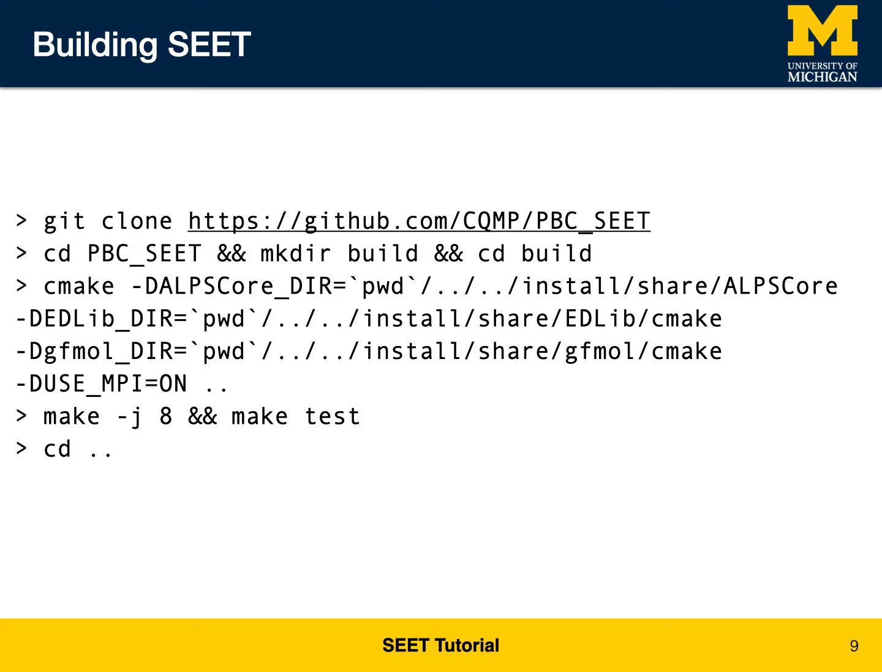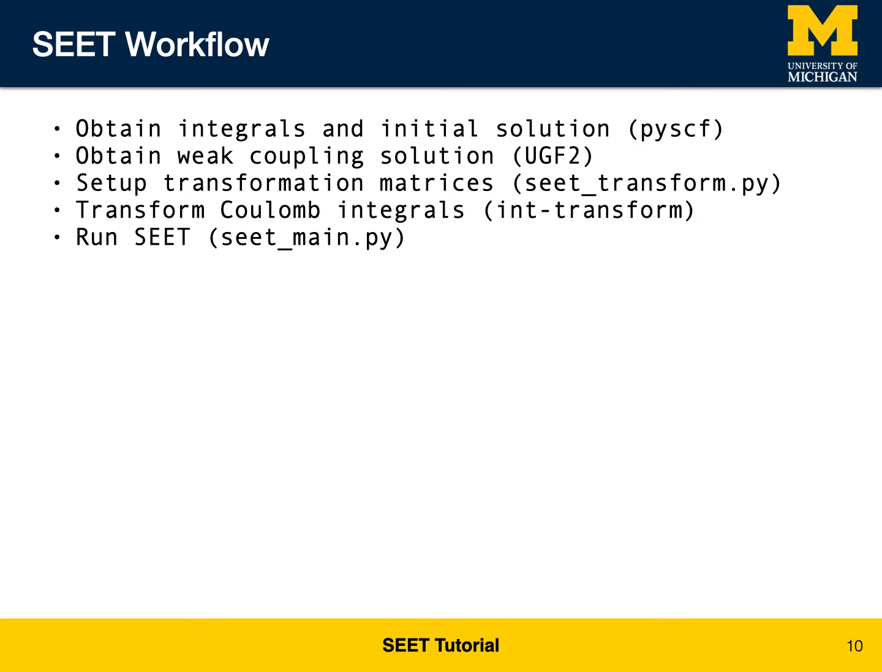Then you build it, and out of that you will have 3 executables. You will have the exact diagonalization solver, you have GFMOL, and then you also will have the integral transformer solver. So the common workflow for SET is basically you need to get integrals and an initial solution, for example, a Hartree-Fock or PBE solution. Then you need to get some weak coupling, dynamical solution, for example, GF2 or GW.